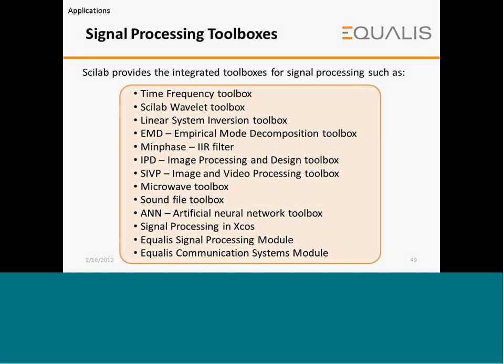Scilab provides these integrated toolboxes for signal processing, such as the time frequency toolbox, Scilab wavelet toolbox, linear system inversion toolbox, empirical mode decomposition toolbox, IIR filter, image processing and design toolbox, image and video processing toolbox, microwave toolbox, sound file toolbox, artificial neural network toolbox, signal processing in XCOS, equalist signal processing module, and equalist communication systems module.